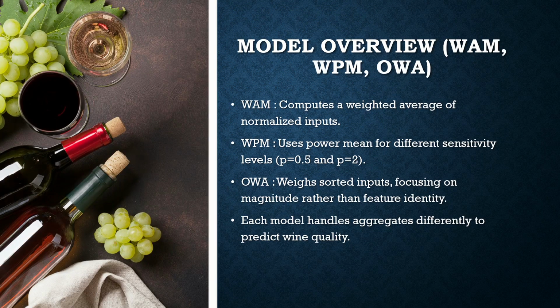And the next slide, model review. I tested three models: WAM, WPM, and OWA. WAM calculates the weighted average of normalized values. WPM adjusts sensitivity with different power values. For example, here we have used P equals 0.5 and P equals 2. And for OWA, we sort the inputs by magnitude before applying the weights, instead of using the original order. Each method provides a unique perspective on predictions.